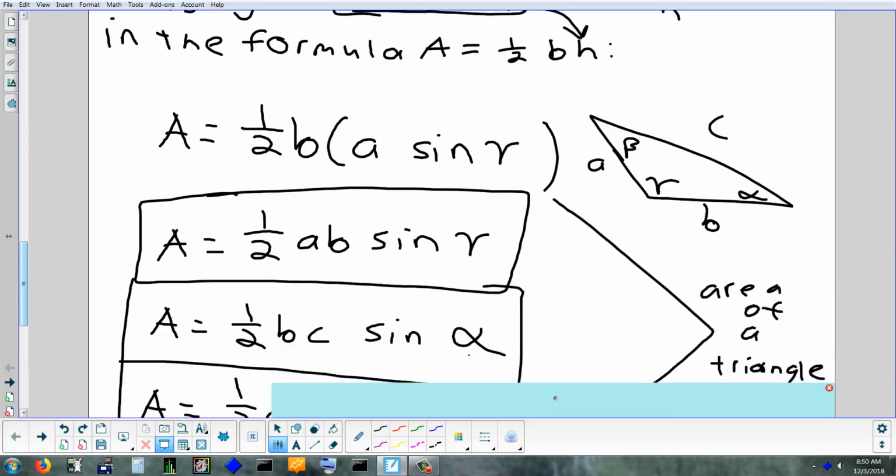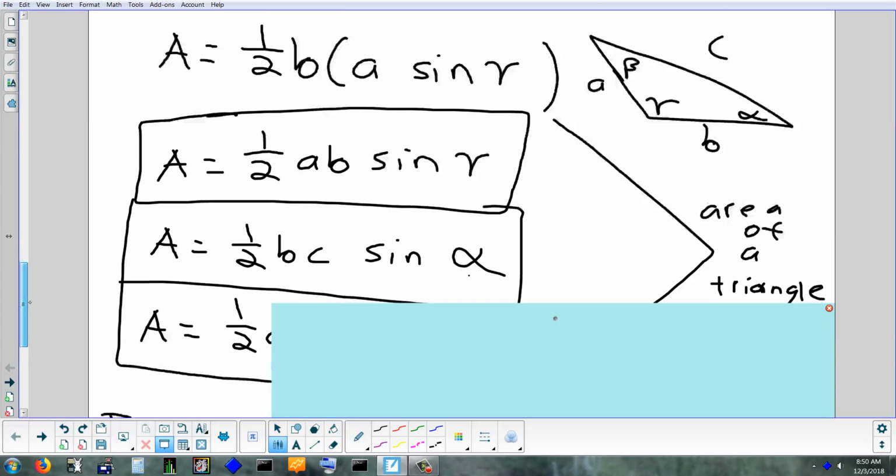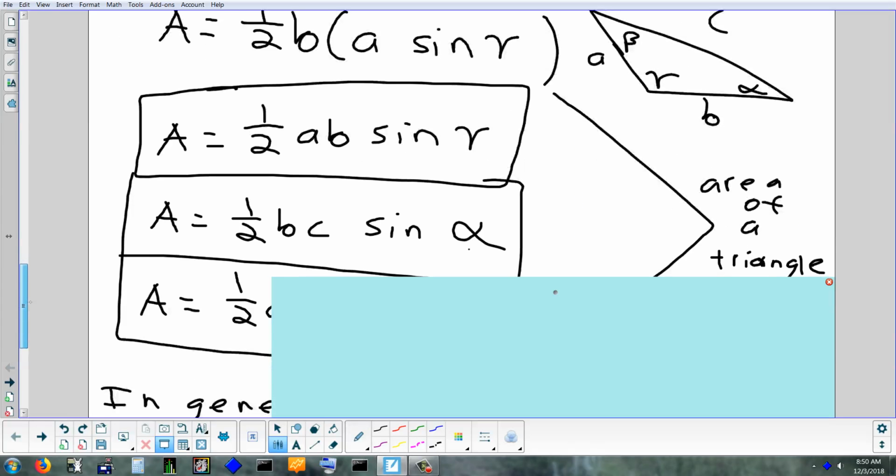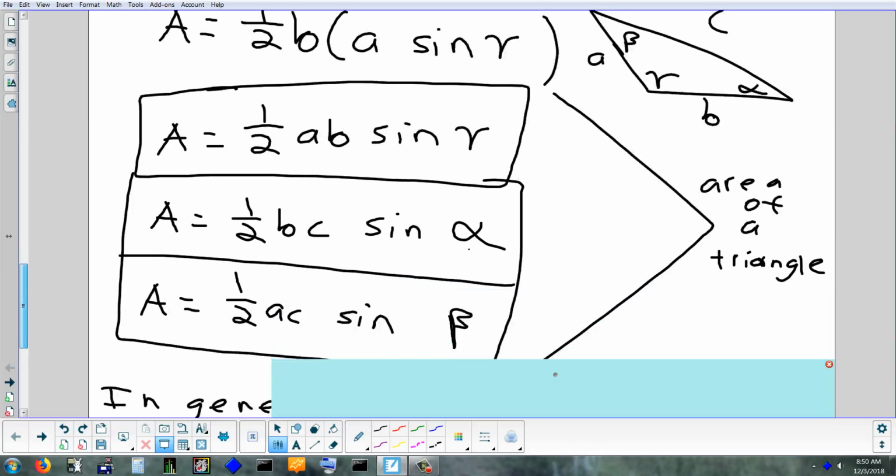And there's one more way you can write it using the last two sides we haven't used yet. What would be the last version, Joe? 1/2 AC sine beta. Yep, 1/2 AC sine beta. All right, so that's not three different formulas, it's just the same formula written in three different ways.